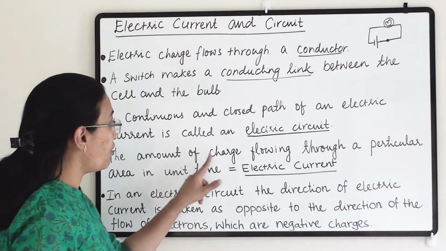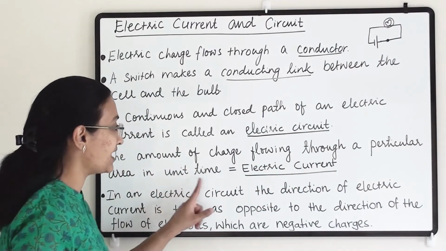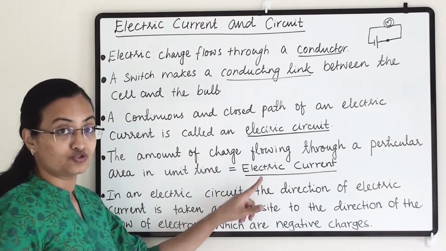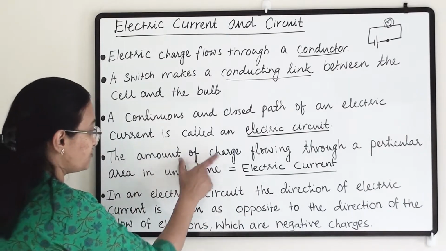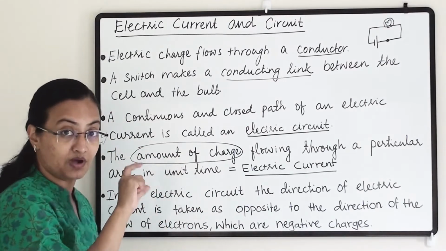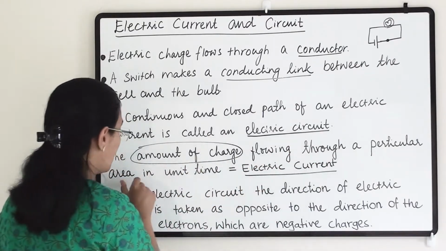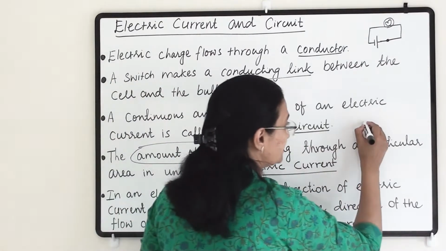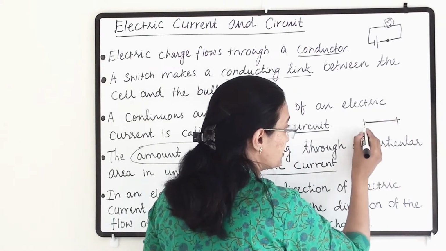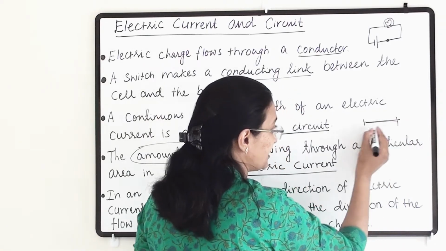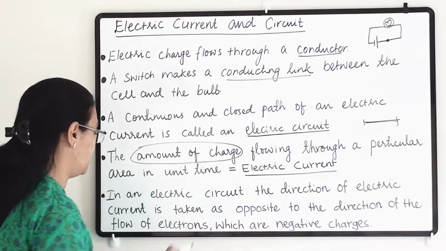The amount of charge flowing through a particular area in unit time is known as electric current. So what will define the electric current? The amount of charge, whatever charge is passing through an electrical circuit, flowing through a particular area. For example, this area we have chosen, and here the charge is passing through this particular area in unit time. So this is defined as electric current.